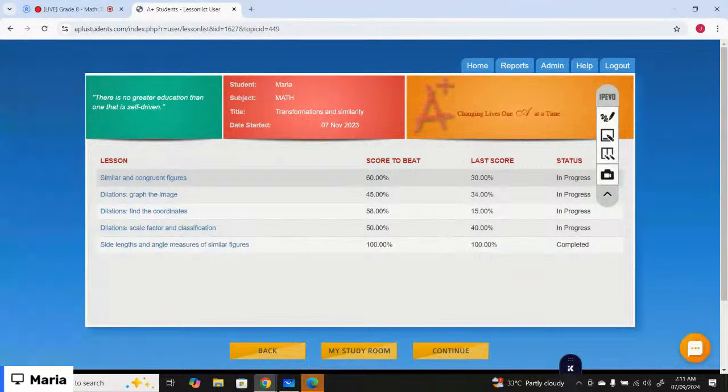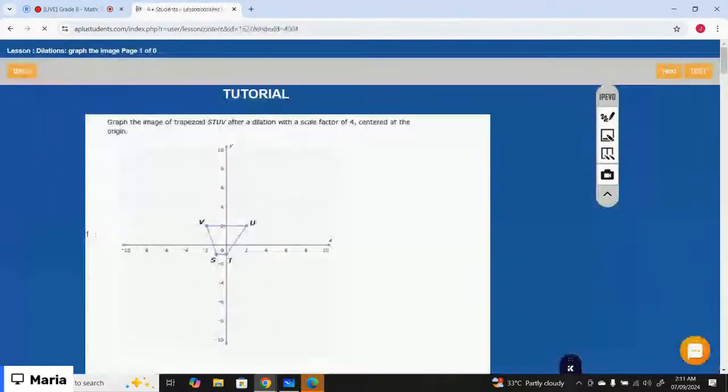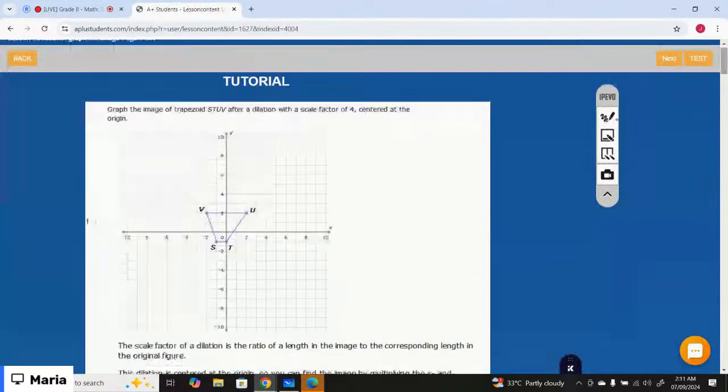Okay, the next lesson is dilations, graph the image. So let's just see. Graph the image of trapezoid STUV after a dilation with a scale factor of 4 centered at the origin.